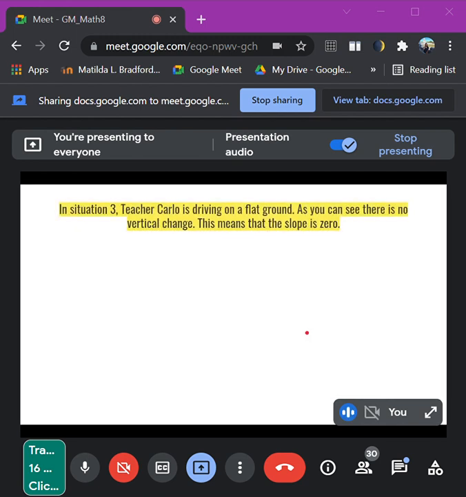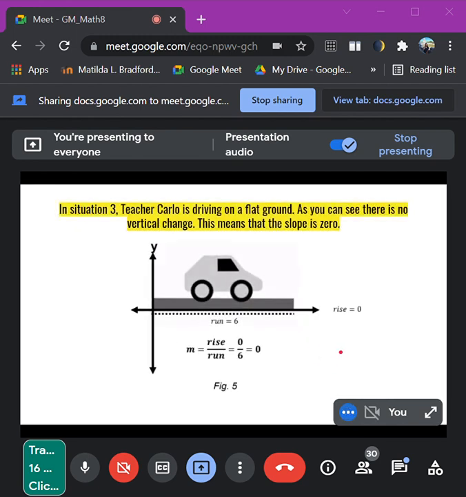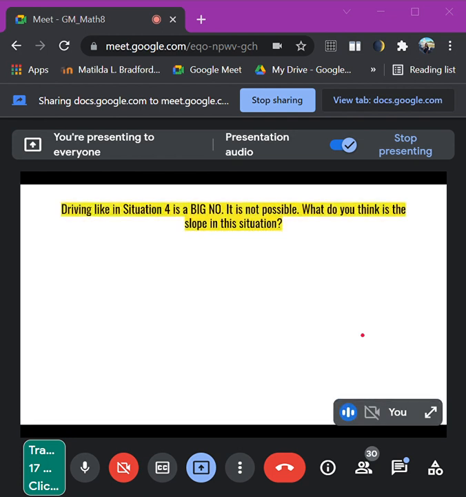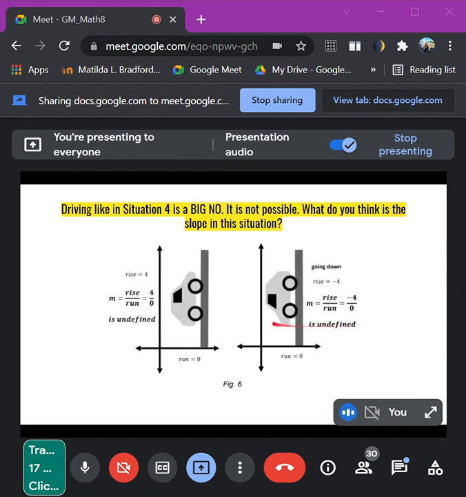Okay. Now, for our next picture, class, this figure 5. It means to say that its slope is equal to 0. Because it has no rise. It has no change in its y. So, that is 0 over 6. That is still equal to 0. If it is a flat surface, class, its slope is 0. Okay. Now here, for the question from earlier, the answer is really a big no.